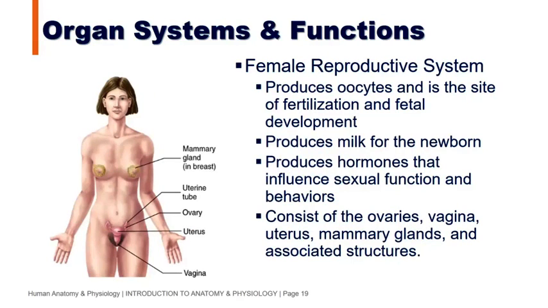Then let's move to the reproductive system. Let's start with the female reproductive system. It produces oocytes and is the site of fertilization and fetal development. Produces milk for the newborn. Produces hormones that influence sexual functions and behaviors. And it consists of the ovaries, vagina, uterus, mammary glands, and associated structures. Here in the photo, you have your mammary glands, which are in your breast. And then you have your uterine tube, ovary, uterus, and of course, your vagina.